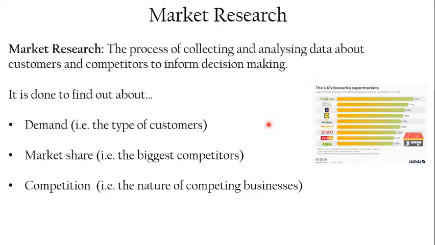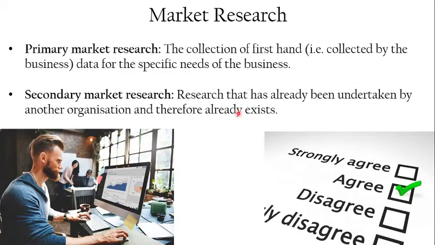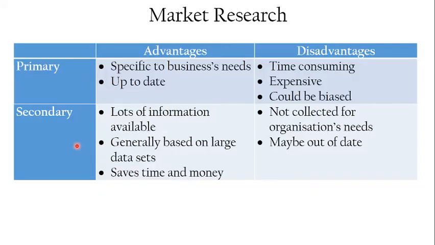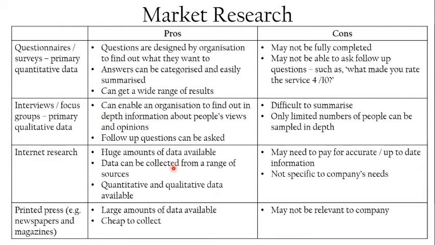So now that we know what a market is, businesses go about conducting market research where they find out about the customers in the market and their competitors in order to inform decision making. There's primary market research, which is research that the company collects itself, and there's also secondary market research, which is data that already exists. In addition to primary and secondary research, there's quantitative, which is about numbers, and qualitative research, which is about people's opinions. There are various advantages and disadvantages to primary and secondary research, and there are various forms of specific types of market research that go on.